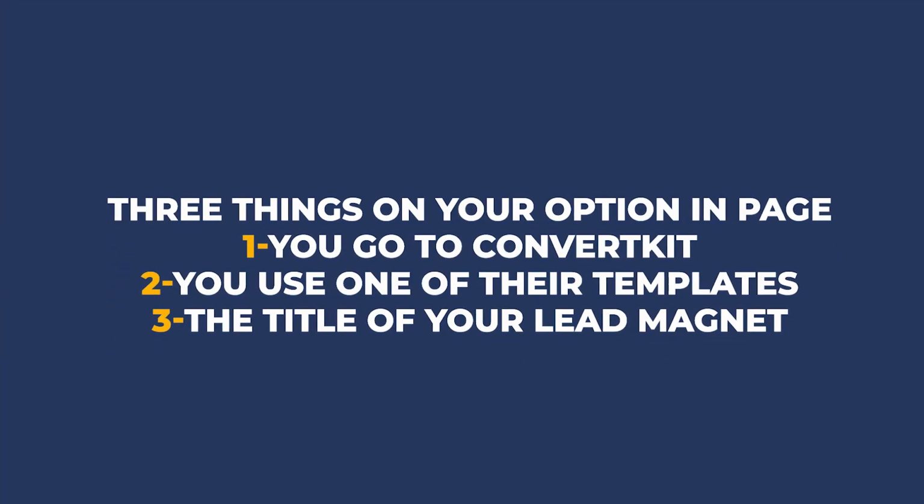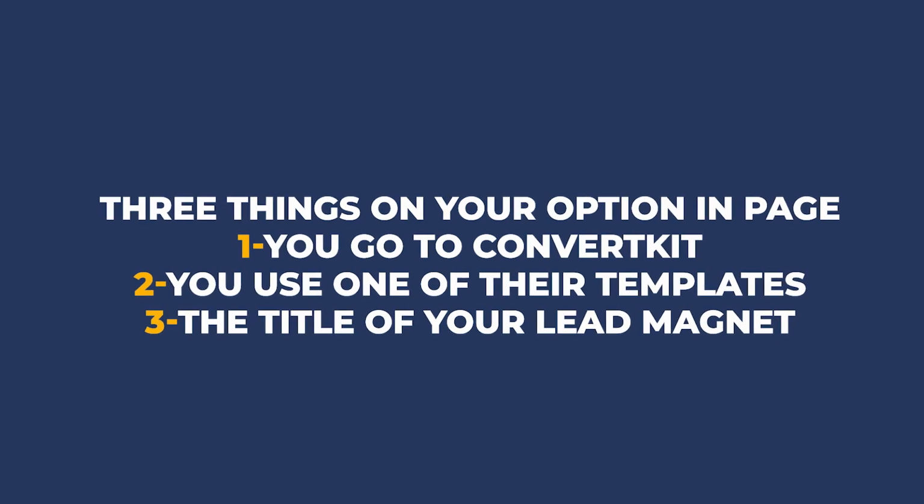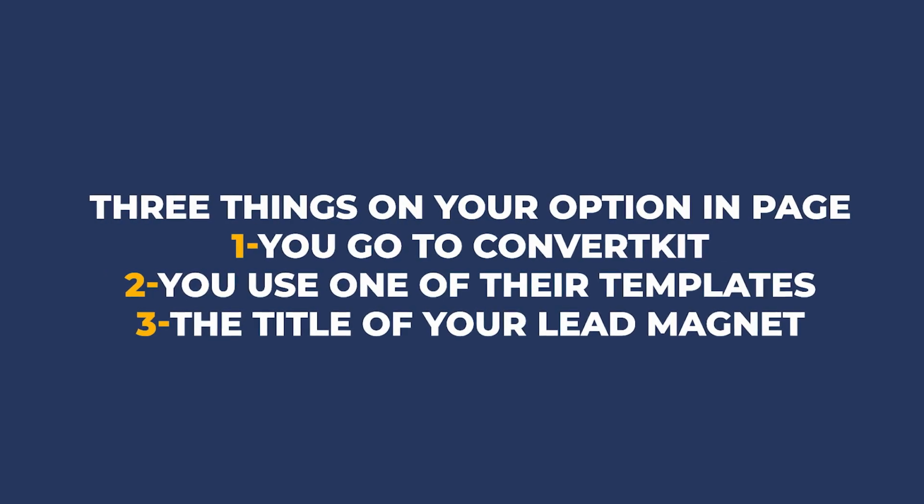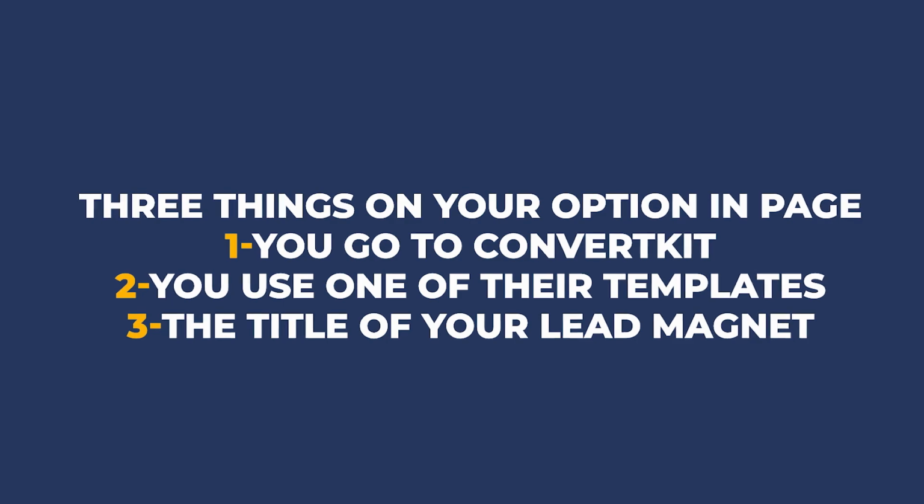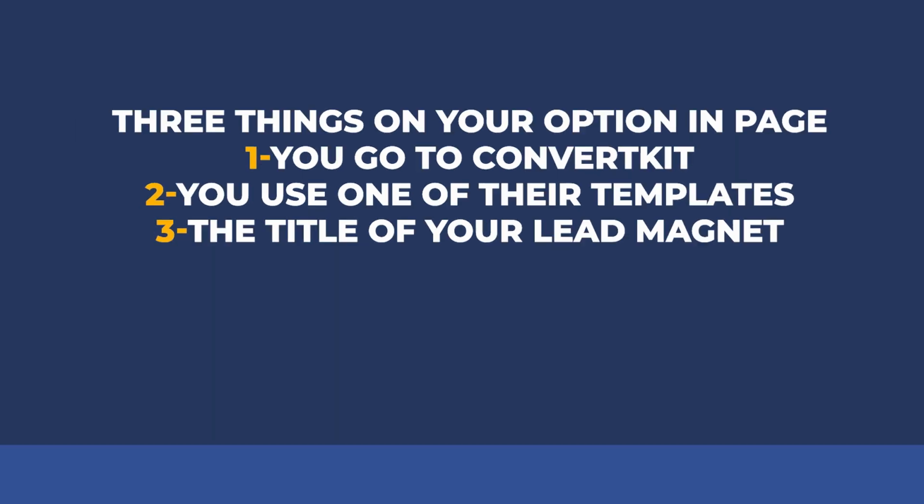And so when they go to your opt-in page, you only need about 3 things on your opt-in page. You go to ConvertKit, you use one of their templates, and the 3 things that you need would be the title of your lead magnet, a few bullets of what they're going to find in the lead magnet, and then a button that says download now. That's the opt-in page. And like I say, you can get a template for that from ConvertKit. I'll put that link below.